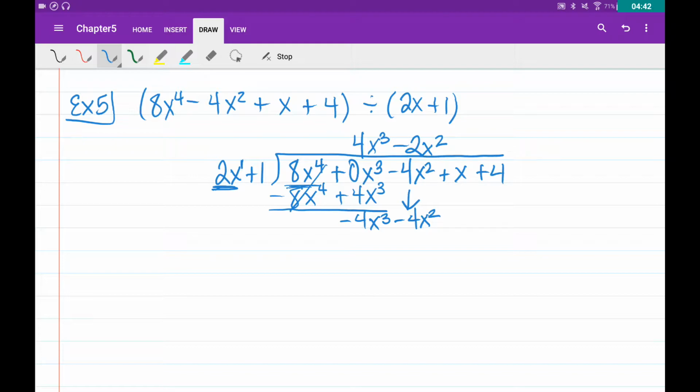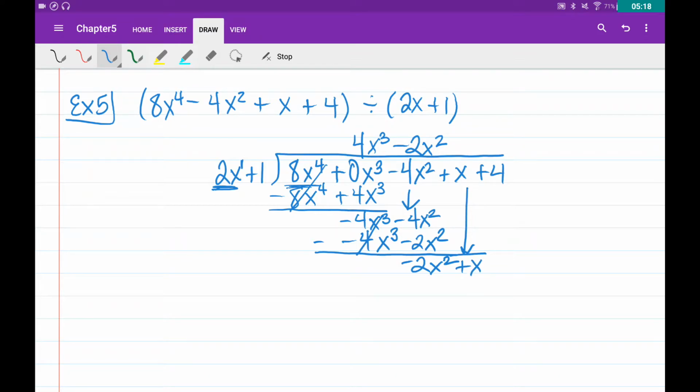Negative 2x squared times 2x is negative 4x cubed. Negative 2x squared times 1 is negative 2x squared. And again, we're subtracting. Please remember your minus a negative. Okay. All right. Negative 4 minus negative 4, that cancels. Negative 4 minus negative 2. Negative 4 minus a negative is plus a positive. So I get negative 2x squared. Drop down the x. Okay. Oops, forgot to put the x.